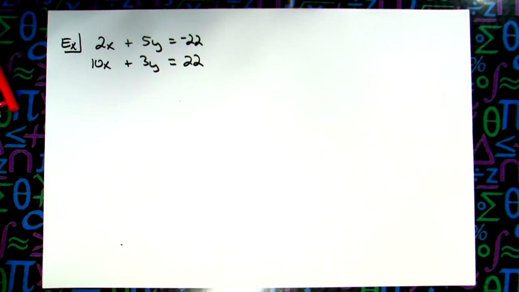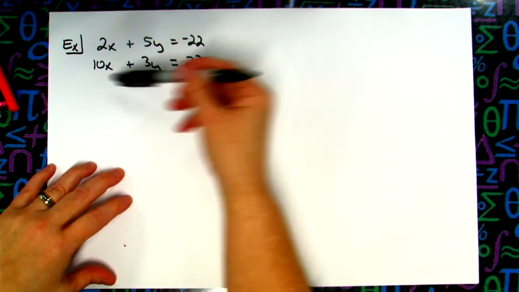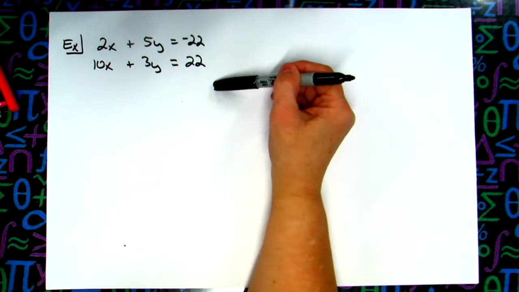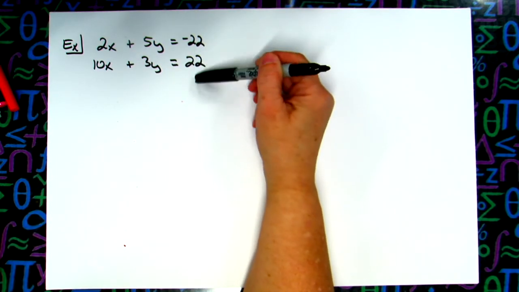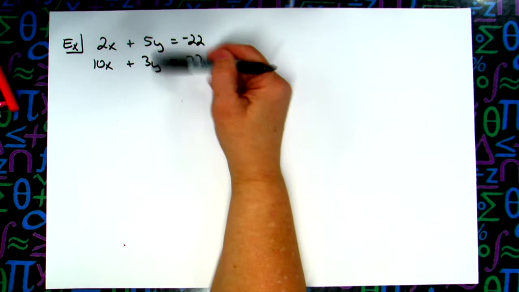Alright, now when I said I want something to be eliminated, I should have probably been a little bit more specific and said I want either the x's to be eliminated or I want the y's to be eliminated. If we were to just immediately add like we did on the last problem, this is going to be eliminated, right? Negative 22 plus 22, this would become 0, but that does not help me. I have to have either the x's eliminate or the y's eliminate.